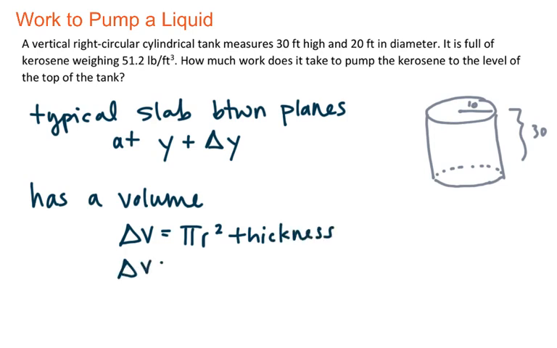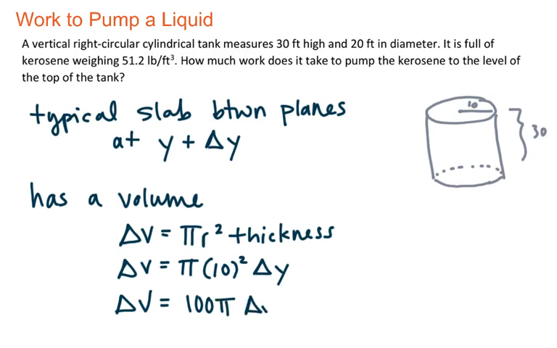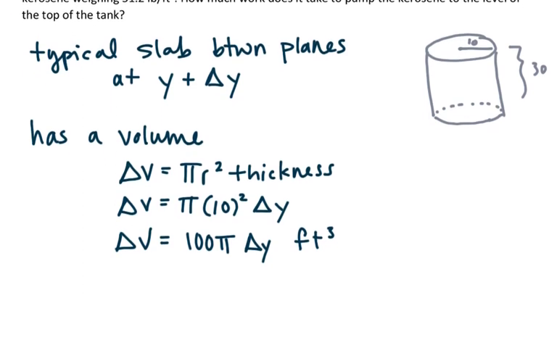And volume, delta V, equals pi r squared times that thickness. So delta V is pi times my radius, 10 squared, times my thickness, delta y, because remember, delta is the change in that space. And obviously, we are approaching very, very thin, non-existent delta y's. So delta V equals 100 pi delta y feet cubed. So this is going to be my volume equation.